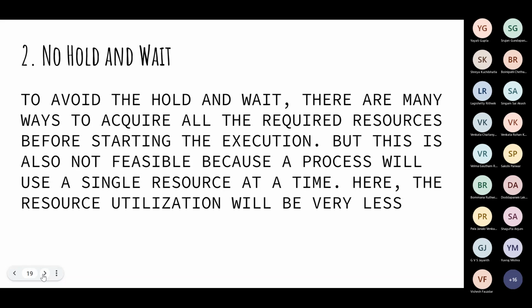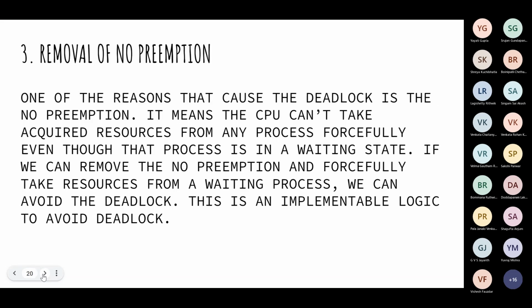Then next, the removal of no preemption. One of the reasons that causes deadlock is no preemption. It means the CPU cannot acquire the resources from any process forcefully, even though that process is in a waiting state. If we can remove no preemption and forcefully take resources from a waiting process, we can avoid the deadlock.